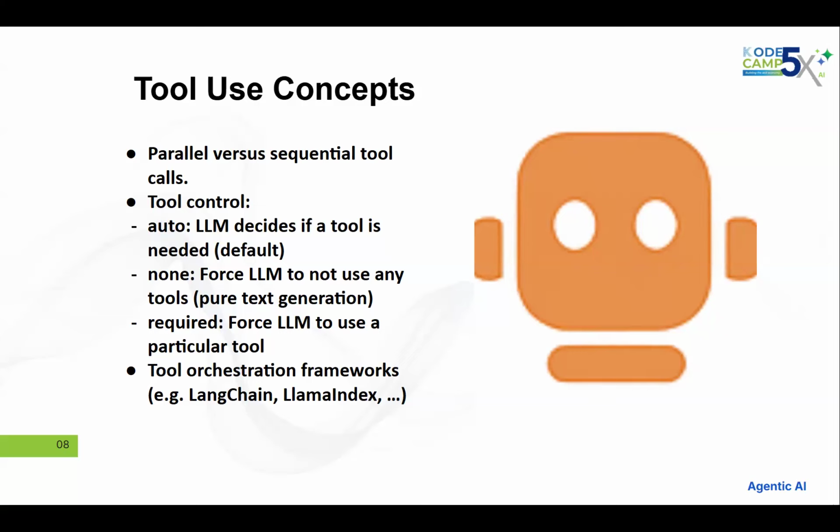The third concept we will talk about is parallel versus sequential calls. Even if the tools are not dependent on one another, you can still make the calls sequentially, but that is inefficient. If they are independent tools, it's more efficient to call them in parallel. Calling them sequentially means there will be more delay before the LLM can provide the final answer to the user, and that's not user friendly.